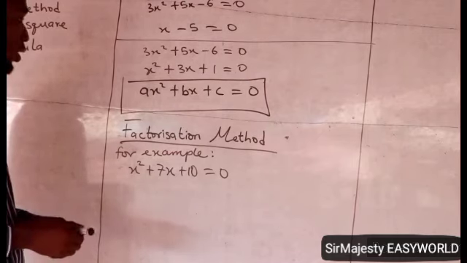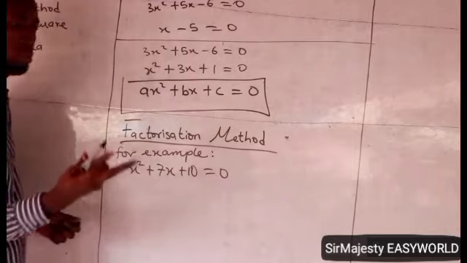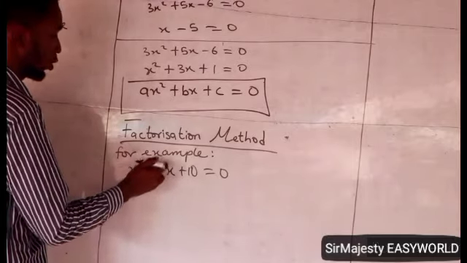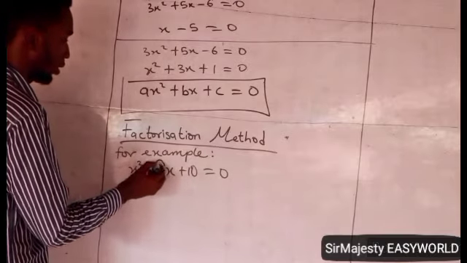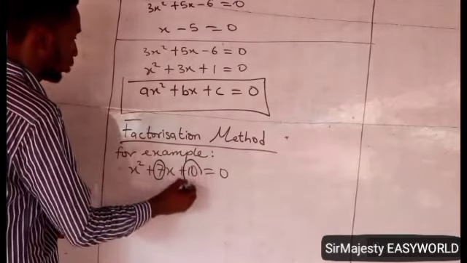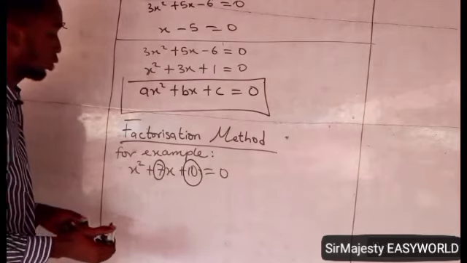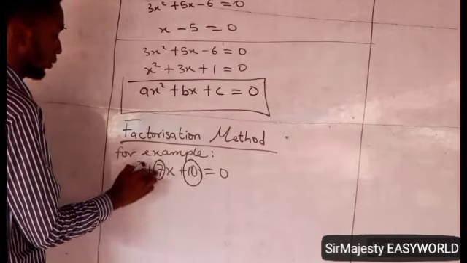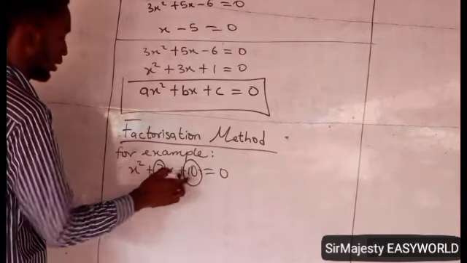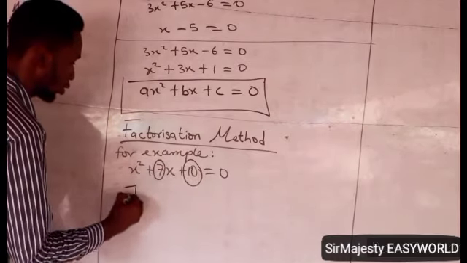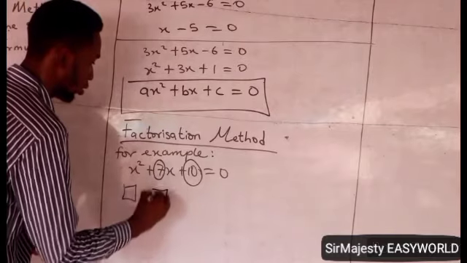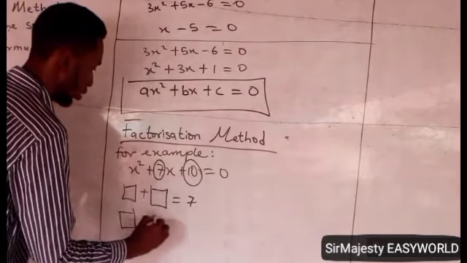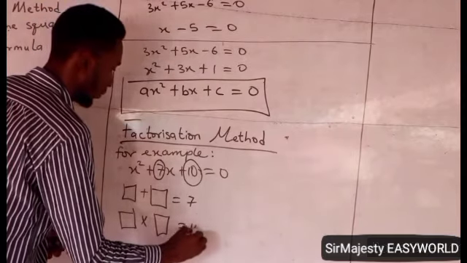In factorization, we have to find two numbers. We are looking for two numbers such that we consider this coefficient of x, which is 7. So we start by looking for two numbers such that their sum is 7 and their product is 10. So we are looking for two unknowns such that when you add these two numbers, you get 7, and when you multiply these two numbers, you get 10.